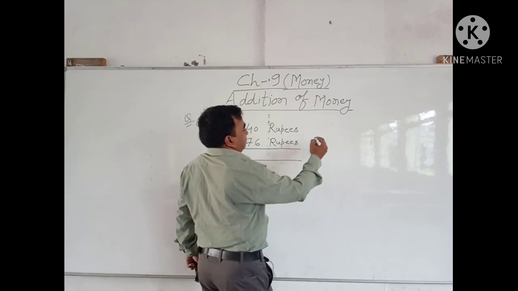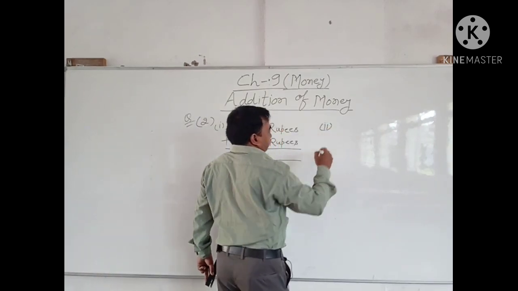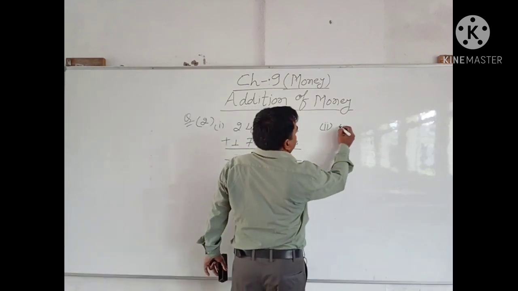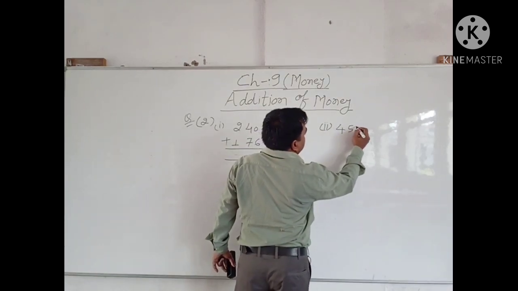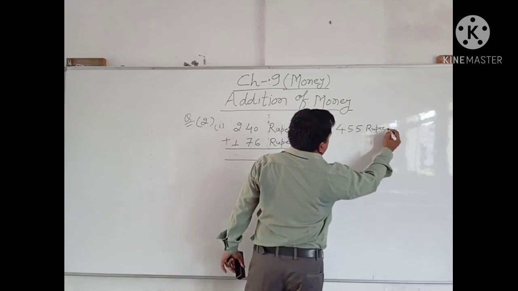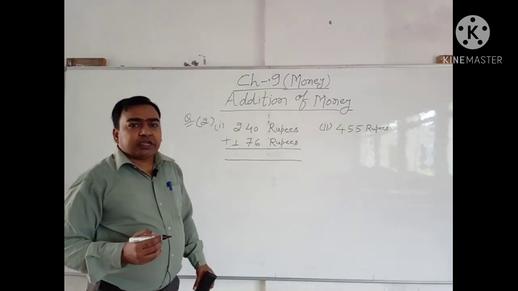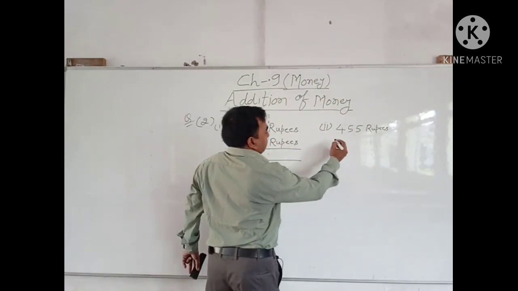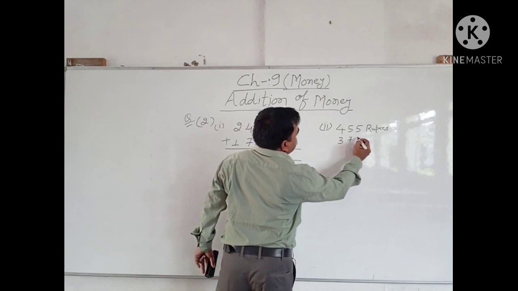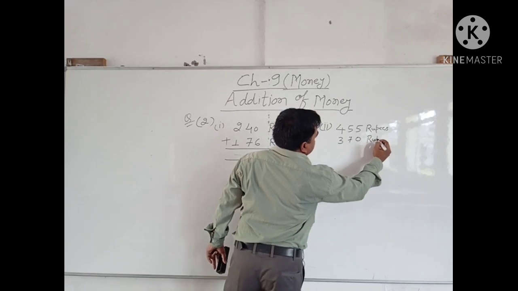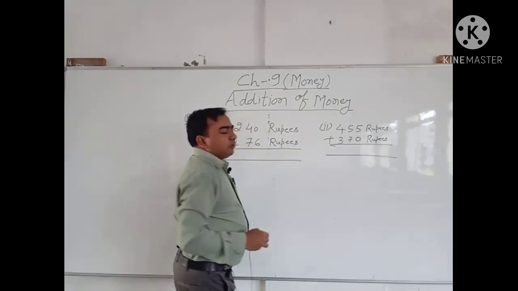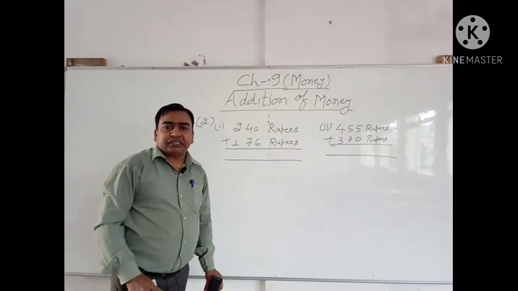Question number 2 is 455 rupees and 370 rupees. Now add. This is a very simple addition.